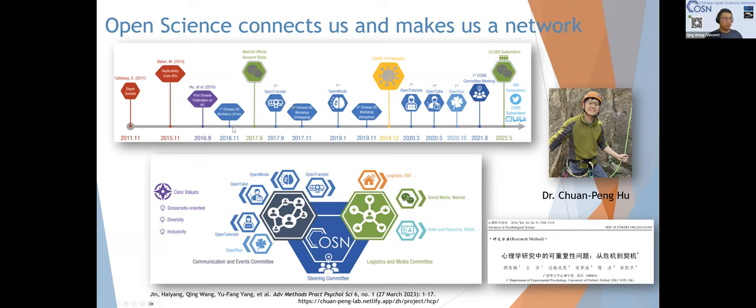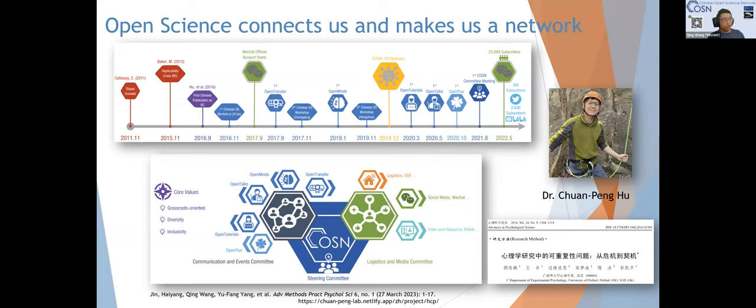After that, we started organizing small workshops. It's just a small workshop organized by two or three or like 10 students who are interested in open science, who are really curious about how to do better science. And we successfully had our first offline workshop in Xi'an in 2016. After that, we believed that we really needed to spread the word to the whole Chinese community, and we started our WeChat official account.